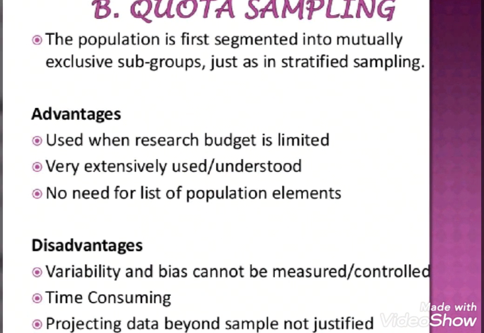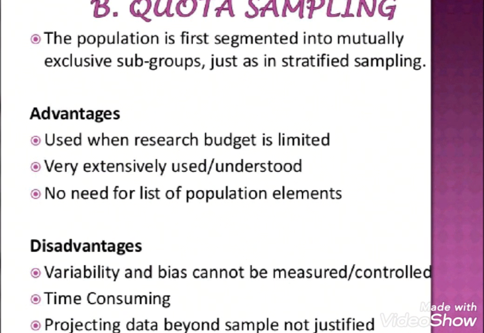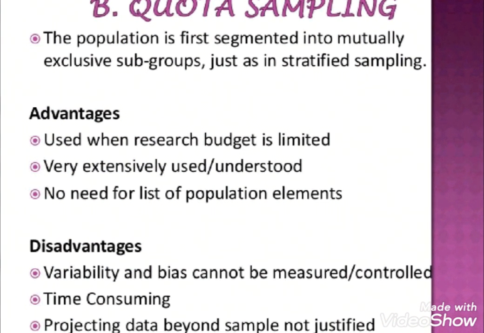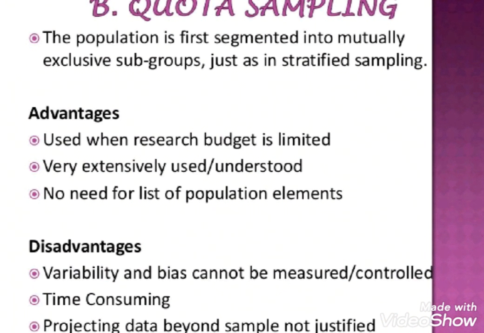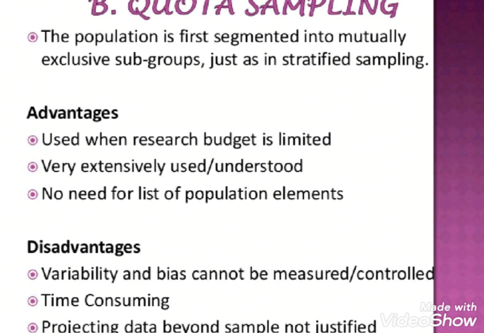Advantages: it is used when the researcher's budget is limited. So when you have a limited budget and you want to make it less costly, this can be used. It is very extensively used and easily understood, so most researchers use it. Then there is no need for a list of population elements. You don't need to make a list of the population. You can just divide the people under those headings or characteristics.